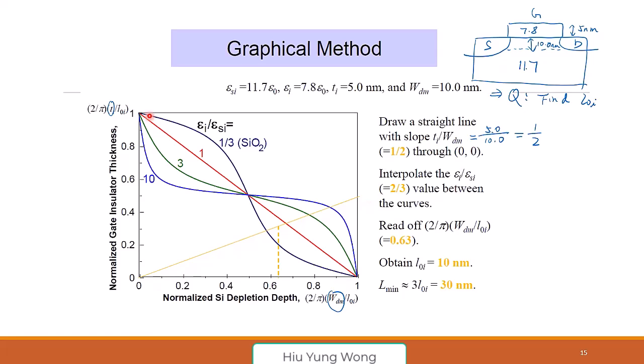Second thing is I need a curve that represents this ratio. This one is equal to 7.8 divided by 11.7. It's about 2/3. This is 1/2, 1/3. This is 1. So the curve must be somewhere like this.